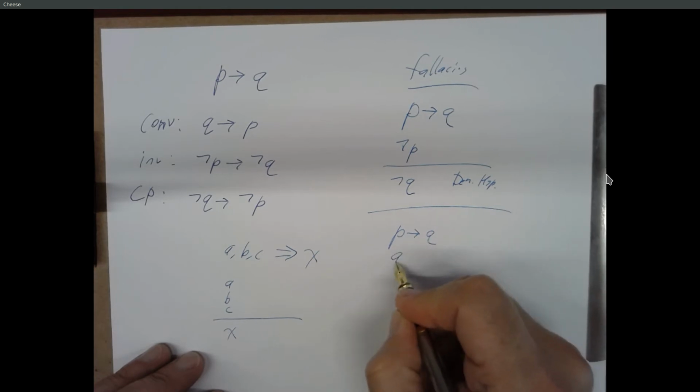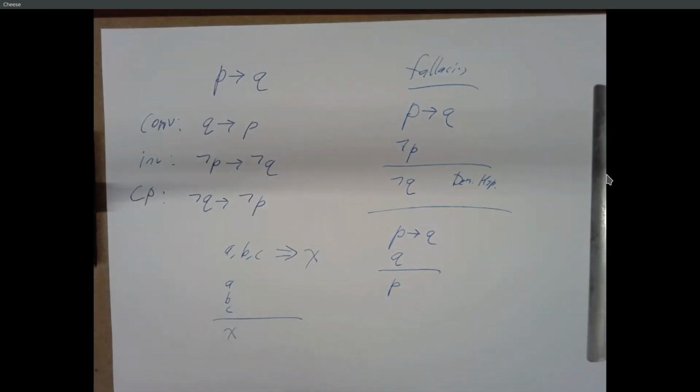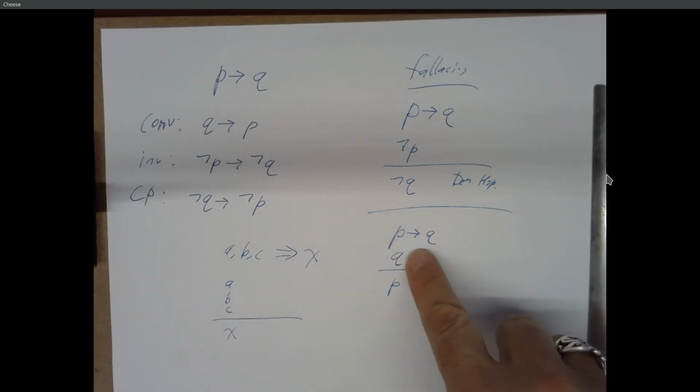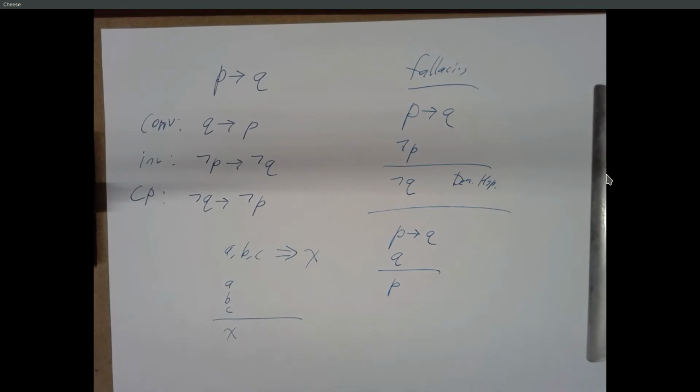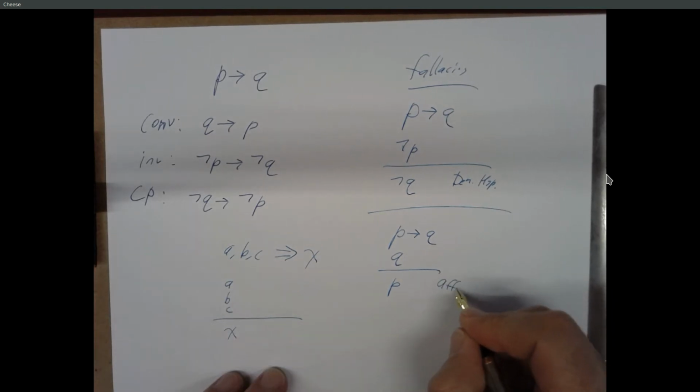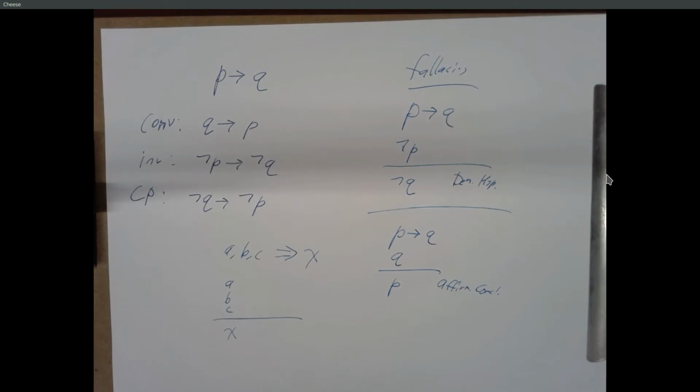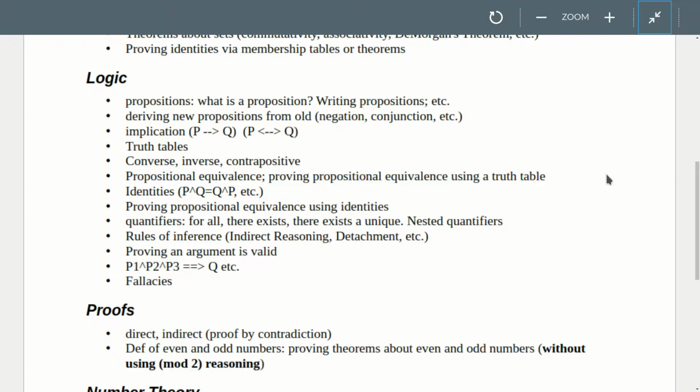And then affirming the conclusion. If it's Monday, we have class, therefore it's Monday. That's not logically correct. So that's affirming the conclusion. So those are your two fallacies, and they're kind of the contrast to direct reasoning and indirect reasoning.